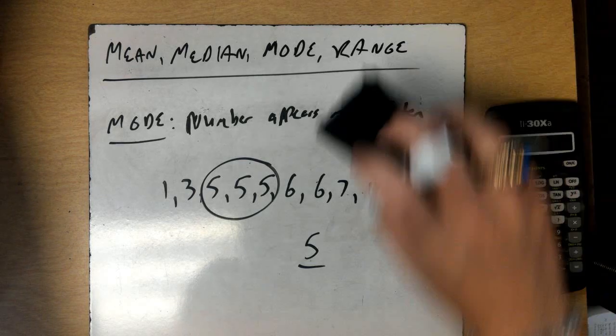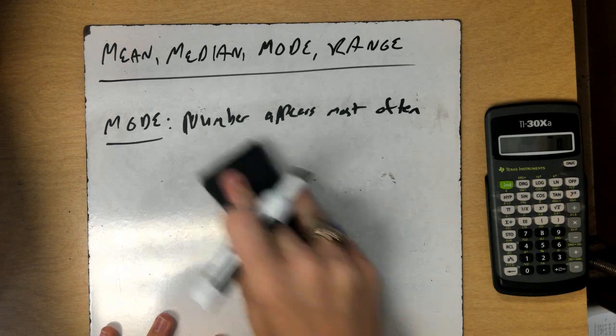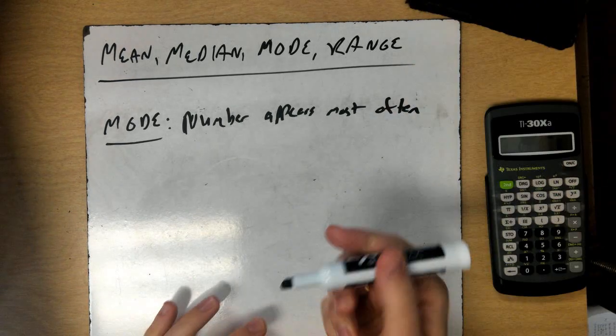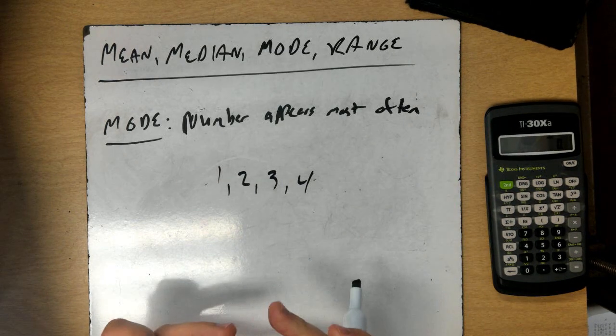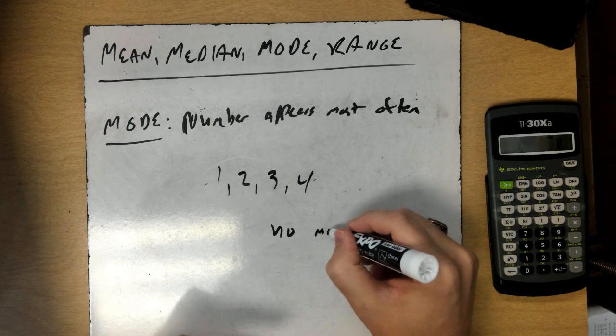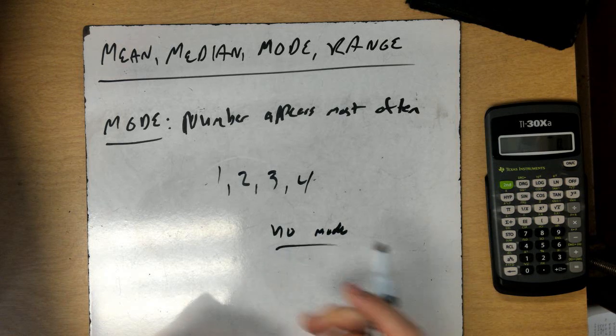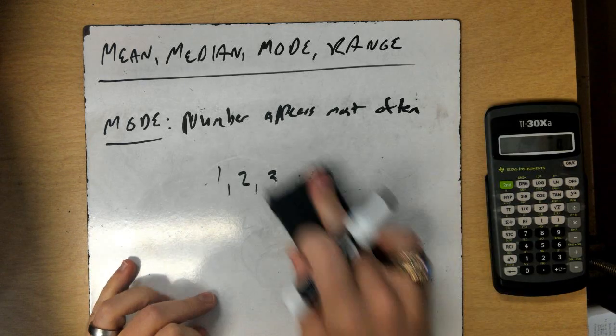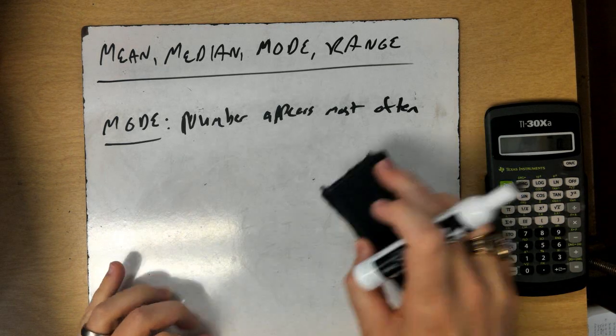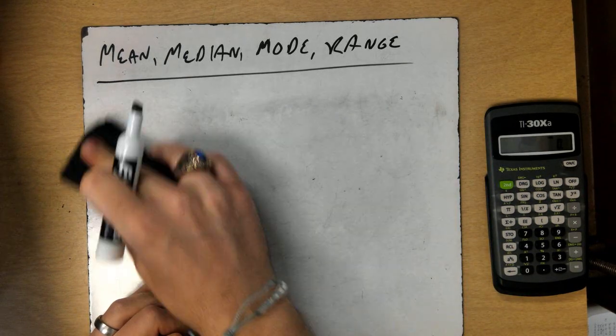Now, just for purposes of illustration, if you had something like 1, 2, 3, 4, all right, what's the mode? There is no mode. Okay, because they all appear the same number of times, so there's no mode. Right, and that's fine. If you have two numbers that appear the same amount, you can say both of those are modes, but that's what it is.